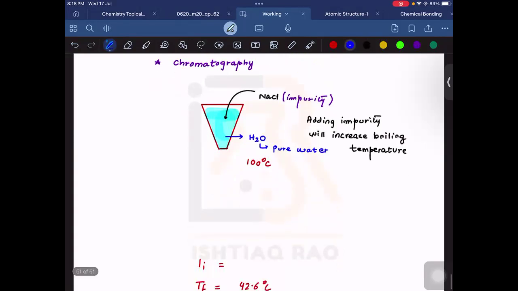So after addition, when you boil that water, you will see its boiling point will be 102 degrees Celsius, 105 degrees Celsius. It should be greater than 100. This is the main point.